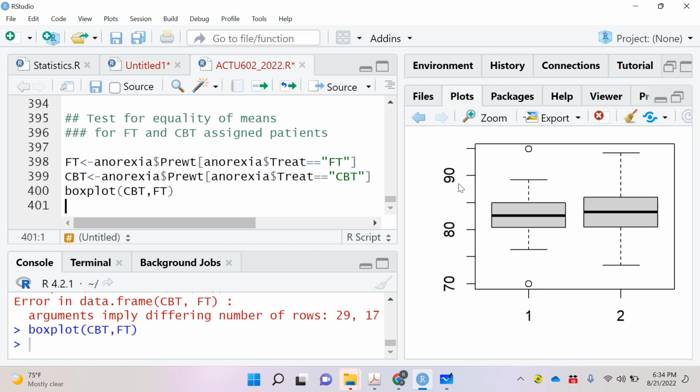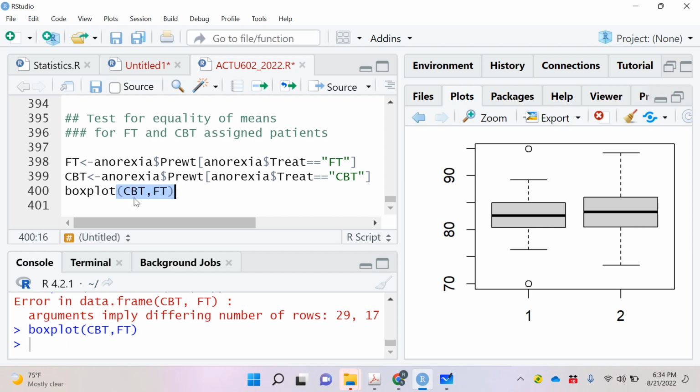So you see, the first one is the CBT, and then the other one is the FT. If you look at this, will you say they are the same? The CBT group has 2 outliers, can you see? One very low, one very high. But other than that, they are virtually the same. But let's do our test.